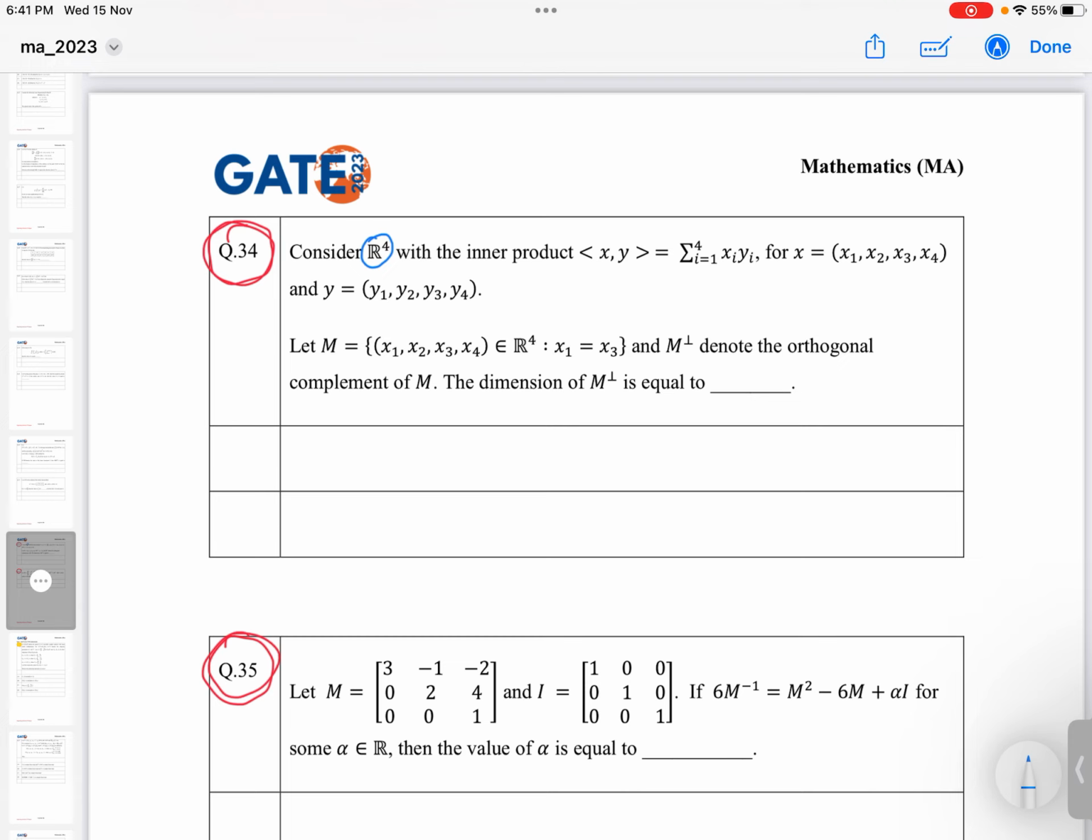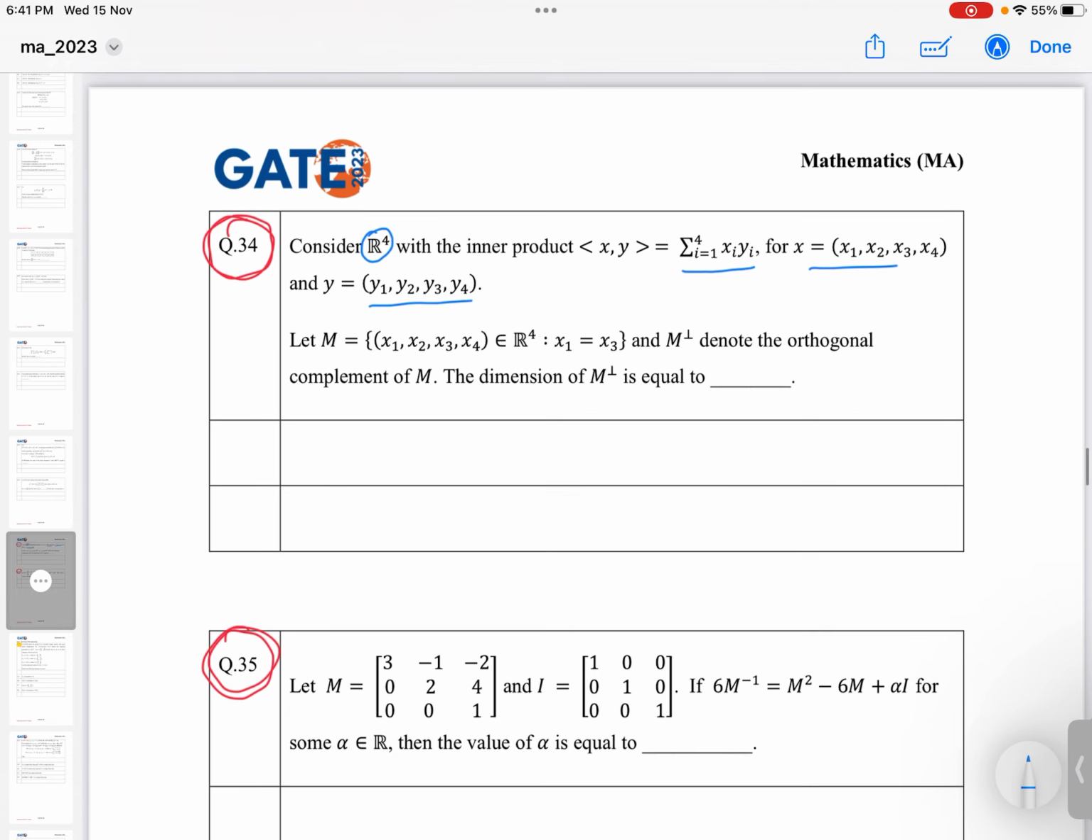So here the inner product for x1 and y1 is given. All right, let M be equal to this. So this set is given, right? This M set is given, and if you look, this set belongs to R4, right? So the components of this set are from the four dimensional space, and one condition is given, that x1 is equal to x3, right?